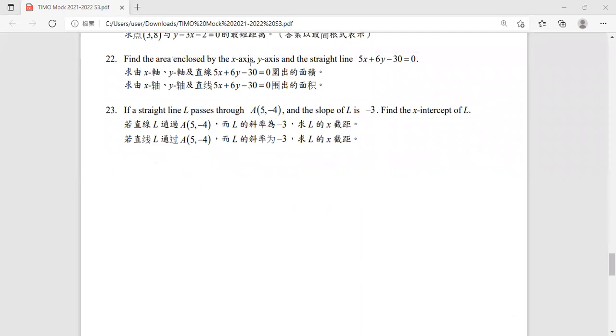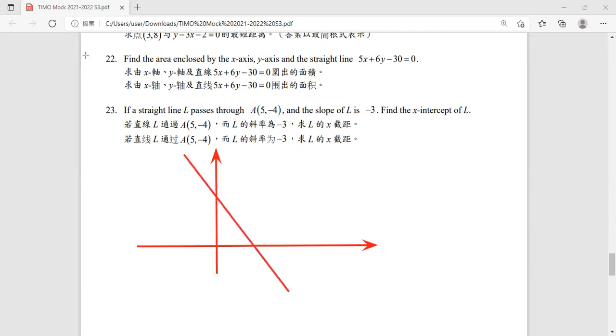Now let's have something like this one. If the slope of the line is negative, it's like this. So you find a point here, actually arbitrary. It's (5, -4). So now I have to find the x-intercept. How can I find this one?